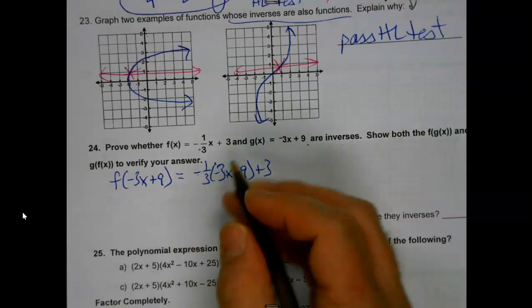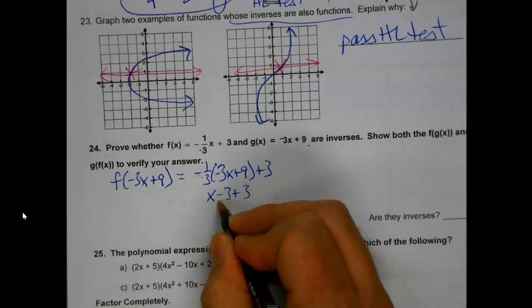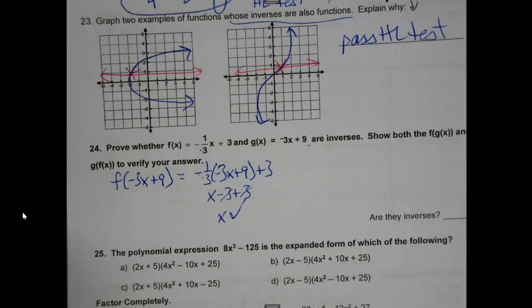3 times 1/3 is 1, so that'd just be x minus 3 plus 3 is x. That's what we want.